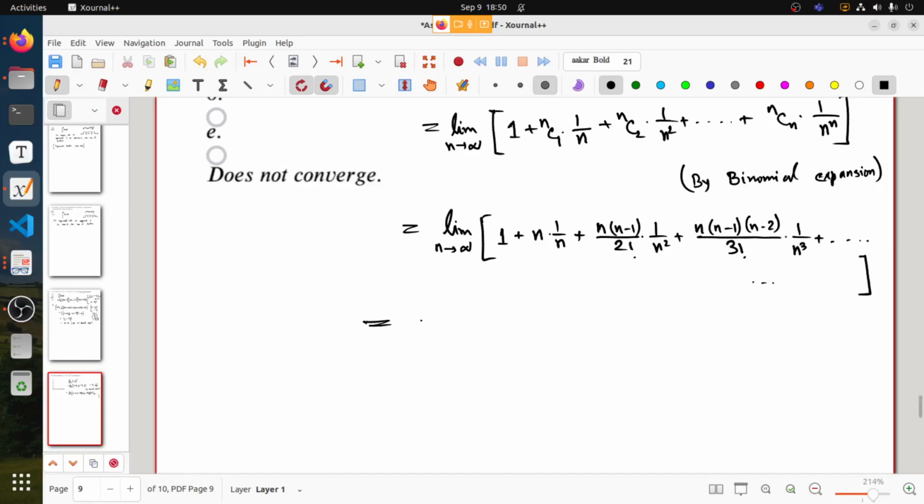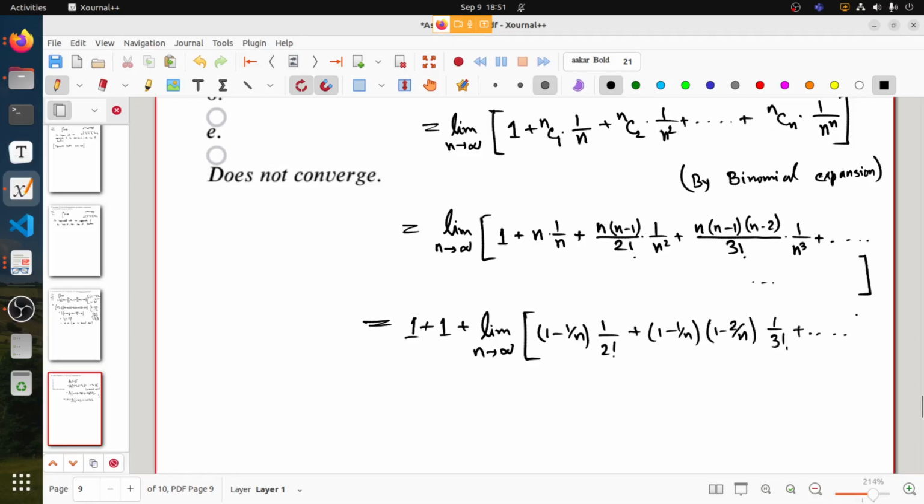Now the second term, n by n, cancels out, so we take out 1, and these first two terms we take out, plus the limit as n tends to infinity. You can divide by n. So the first one, n and 1 minus 1 by n, right? If you divide, n will cancel out, so it will be 1 minus 1 by n into 1 by 2 factorial, plus, now divide by n cube, you will get 1 minus 1 by n, 1 minus 2 by n into 1 by 3 factorial, plus and so on.